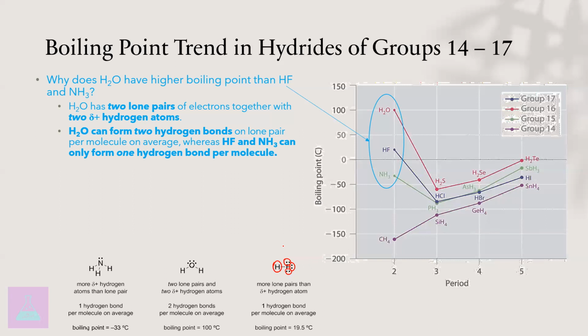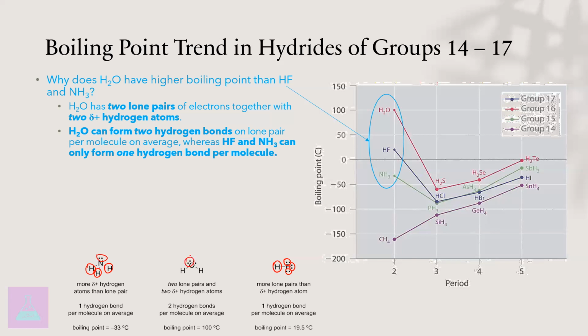Then on the other hand, for ammonia, you've got three delta plus hydrogen atoms, but you only have one lone pair. So it's going to be the same result, which is that the number of lone pairs is going to determine your number of hydrogen bonds formed, which is just one, right?